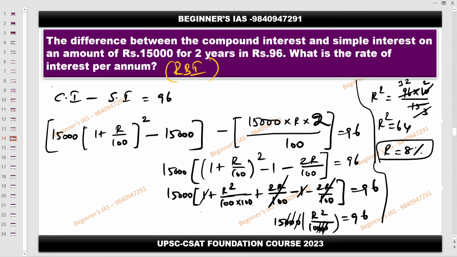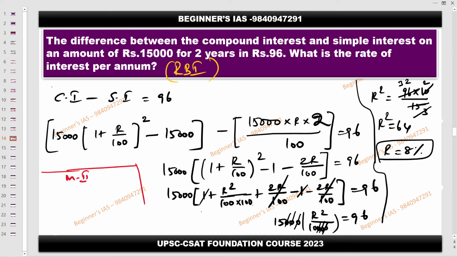It's purely for your State Public Service Commission or any other exams. Now a shortcut formula. If it is for 2 years, the difference between CI and SI will be P into (R by 100) the whole power 2. That you can apply for 2 years. CI minus SI is equal to P into (R by 100) the whole square.